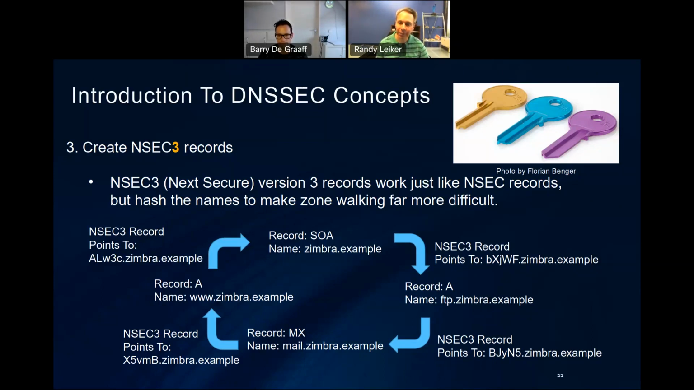So after creating these many different records in our zone, is our DNSSEC setup for Zimbra.example now complete? Well, almost, but we need to finish one essential step that involves completing what is called the DNSSEC chain of trust.